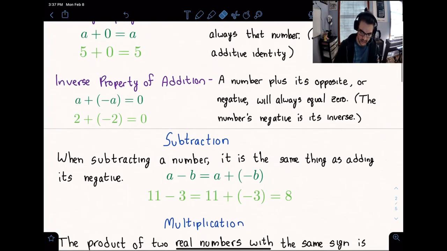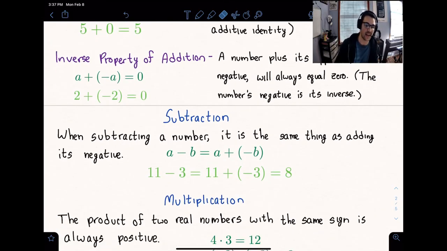All right. Next on to subtraction. Not much to say here. As you can see, I literally only have one little blurb. When subtracting a number, it is the same thing as adding its negative. And I made a general rule for that here. A minus b is the same thing as a plus a negative b. Example, 11 minus 3 is the same thing as saying 11 plus a negative 3, which we know is 8.